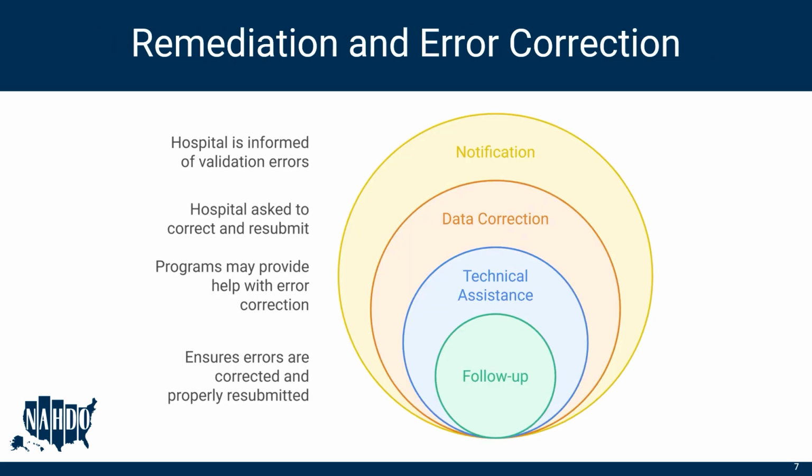When a data file fails a validation check, a remediation process is initiated to address the identified errors. This process typically involves notification, data correction, technical assistance, and follow-up. A hospital is notified of validation errors and provided with detailed information about the issues identified, and is responsible for correcting the errors and resubmitting the data.